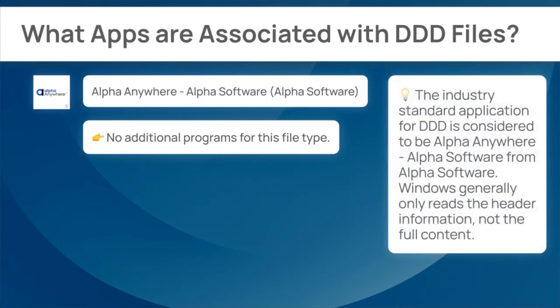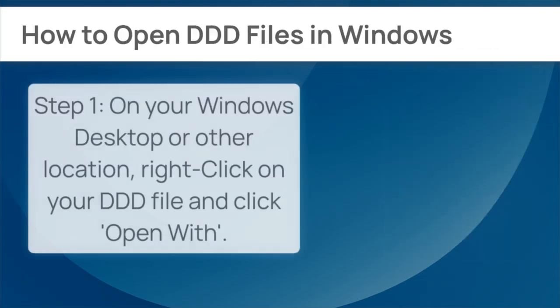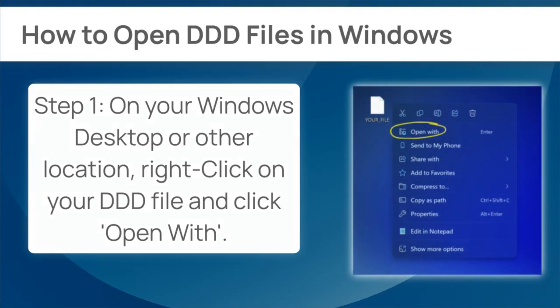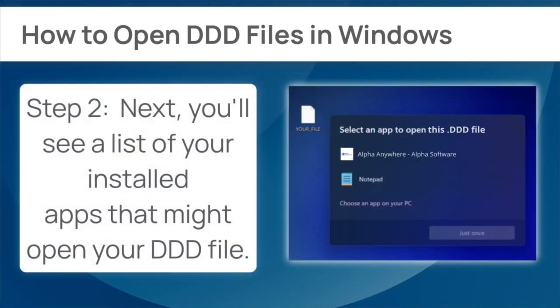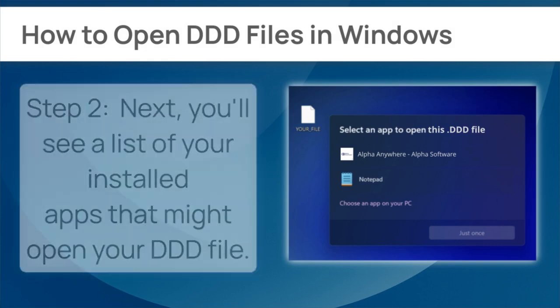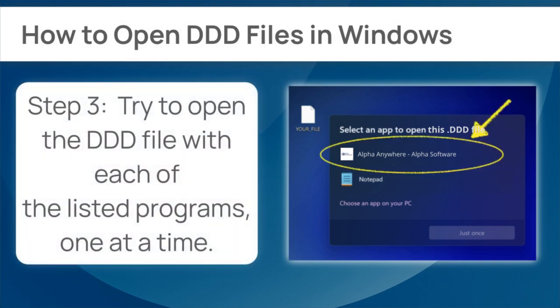Windows only supports a simple read mode, not the dedicated analysis this file needs. Windows has limited support for data structures, so proper viewing depends on matching tools. Your first step to definitive access: right-click the DDD file and choose Open With. If Alpha Anywhere, Alpha Software is on your system, try that first. If not, try another option immediately.